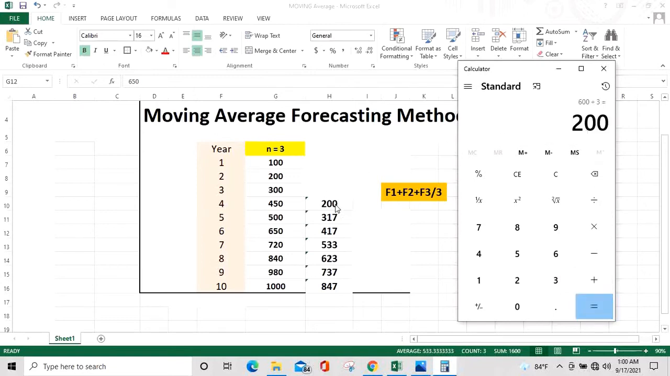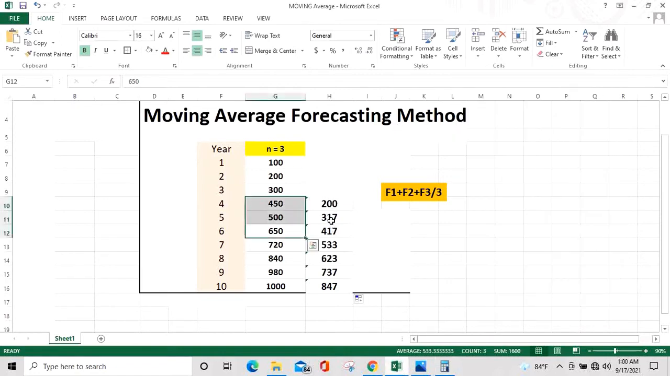Now let's try to find the year 5 data. It means you have to sum up and find the average of the previous years, meaning year 4, 3 and 2. So 200, 300 and 450. Let's calculate it: 200 plus 300 plus 450, divided by 3. You get the answer 316.6666. If you round the figure, it's 317. So this is the way you can calculate the moving average forecasting method.